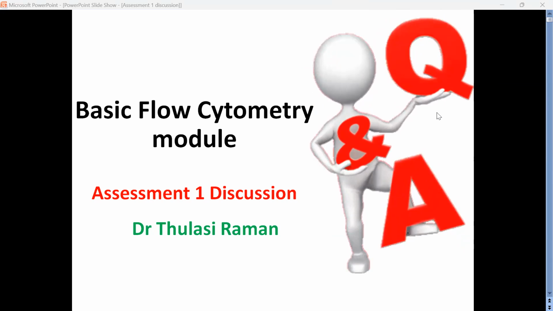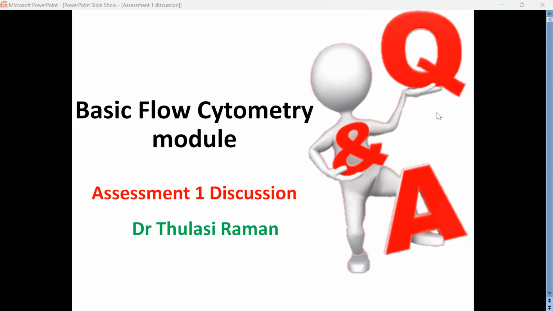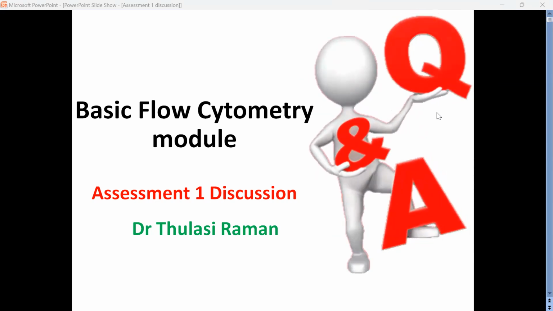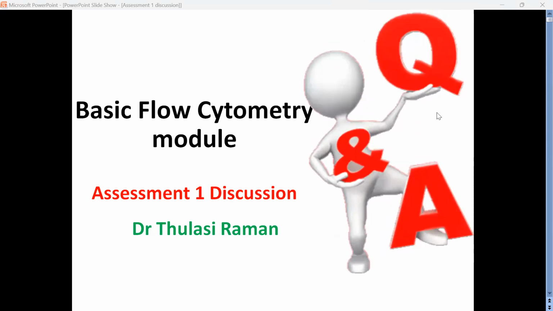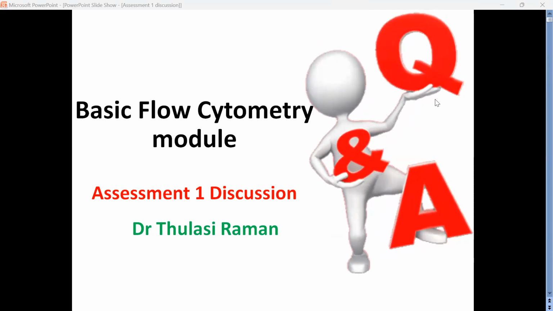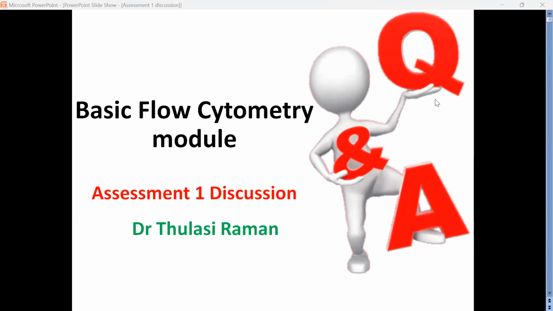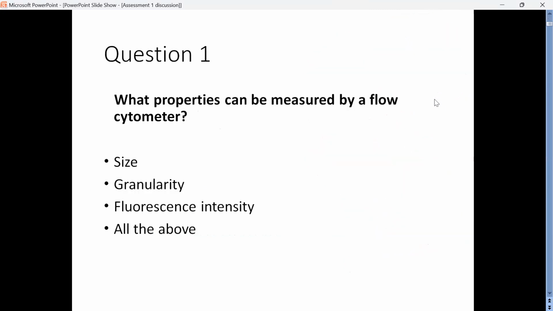So this fourth lecture will be on discussing the questions and answers of assessment 1. Okay. So without wasting time, we'll just go ahead. The first question was, what properties can be measured by a flow cytometer? So what properties of a cell can be measured by a flow cytometer? The options given were size, granularity, fluorescent intensity, and all the above.